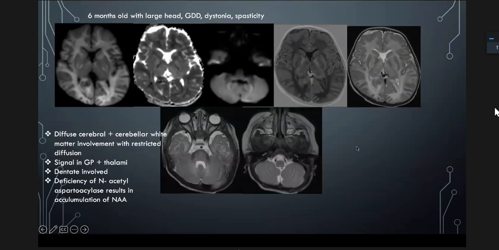Now, again, another type of diffuse subcortical involvement. So, this is basically a 6-month-old child who comes with a large head and again GDD. These are diffusion weighted images, and here we have ADC, patchy areas of restricted diffusion involving almost the entire white matter. So, this disease actually starts with subcortical white matter and later on progresses to involve the entire white matter. These are the T1 weighted images, and here we have the T2 weighted images.